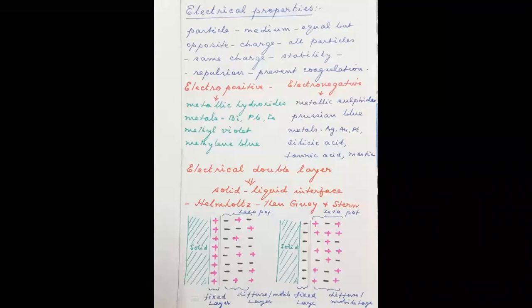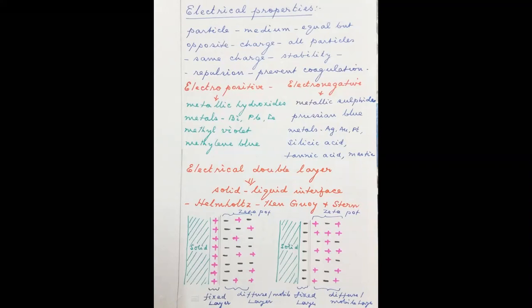So what will happen? If the particles are positively charged or negatively charged, each particle will carry the same charge. So that will prevent the particles coming closer and getting accumulated or getting coagulated. So this is one of the reasons why the colloidal system is stabilized by the electrical charges.